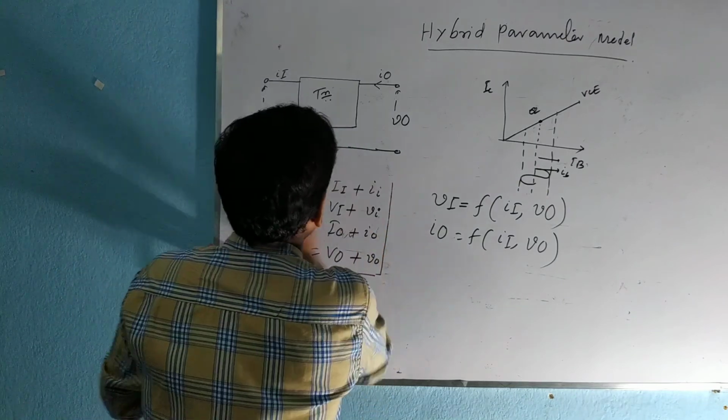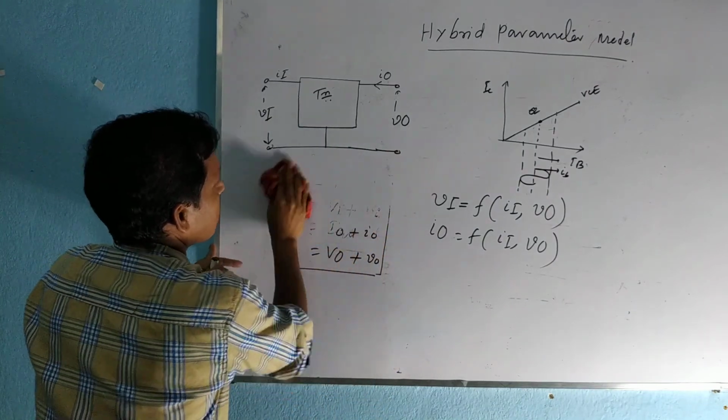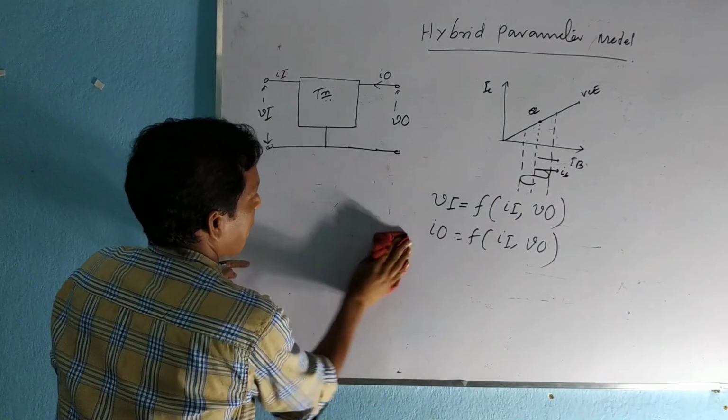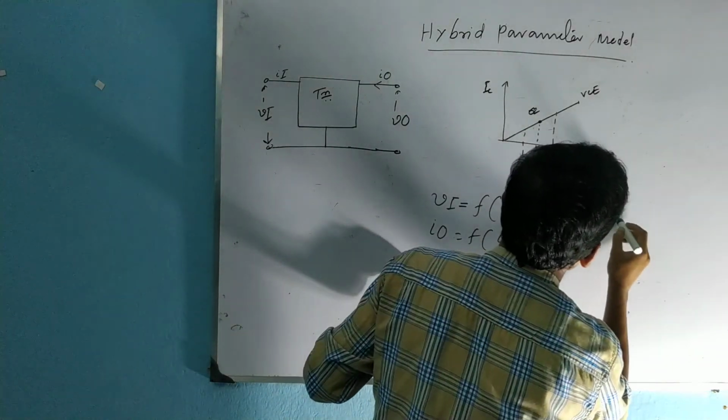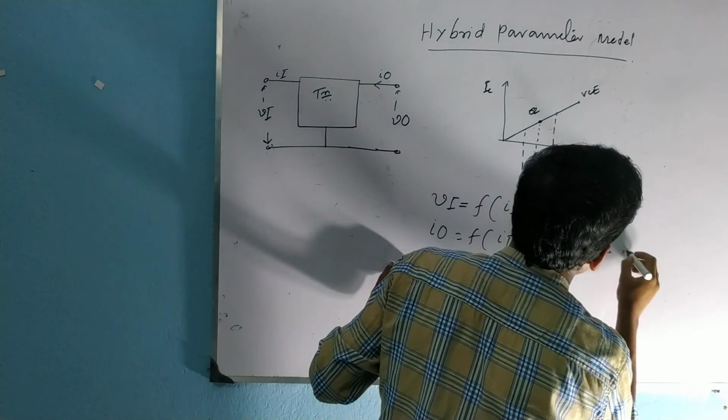Now, making the Taylor expansion of these two equations. Suppose this is equation number 1 and this is equation number 2.